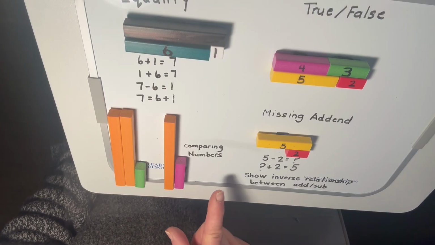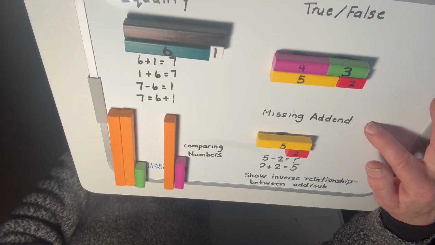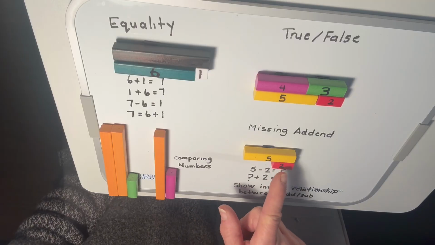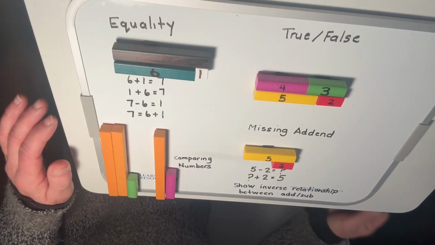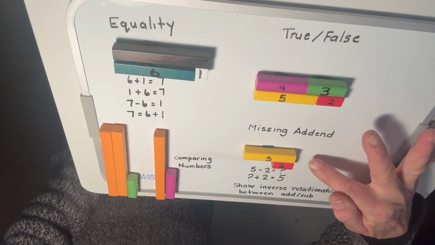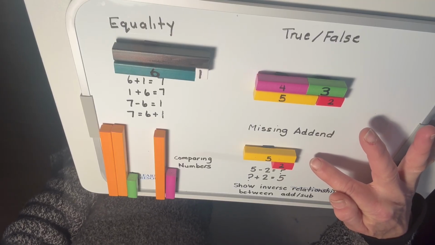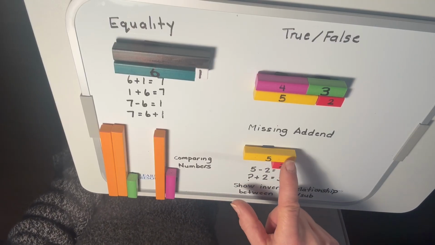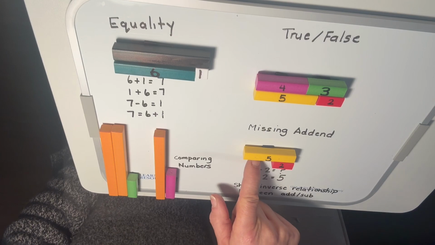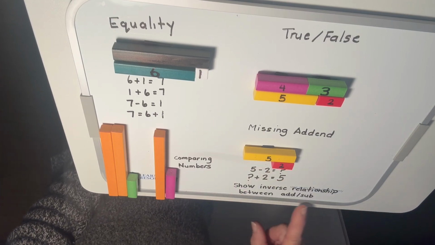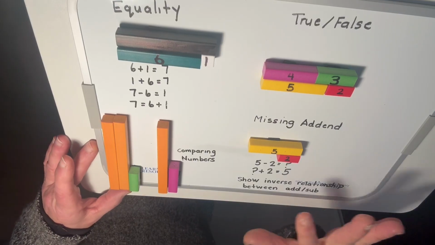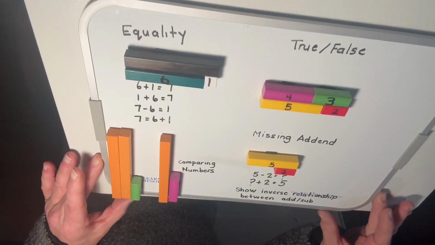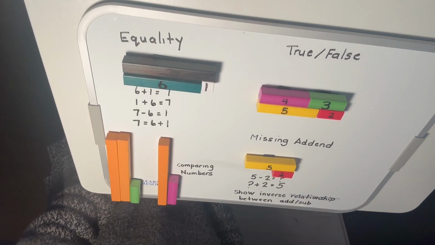And then, of course, when we start to get into our missing addend types of questions, you can see these really help to show the missing addend or any kind of subtraction and addition relationship, that 5 minus 2 is equal to 3, and that 3 plus 2 is equal to 5. So 5 minus 2 equals what? And then what plus 2 equals 5. And this is really good for showing the inverse relationship. I really like to use these to build that concept up in my students' minds.